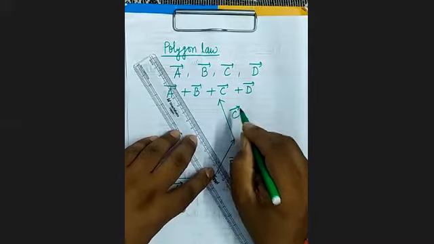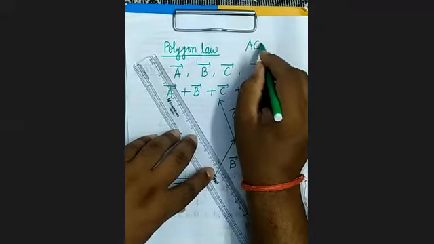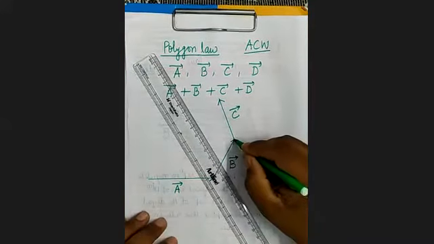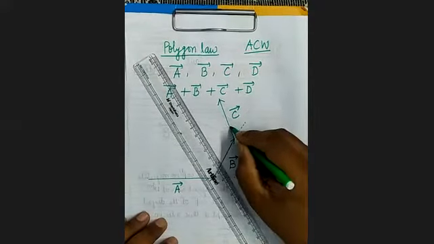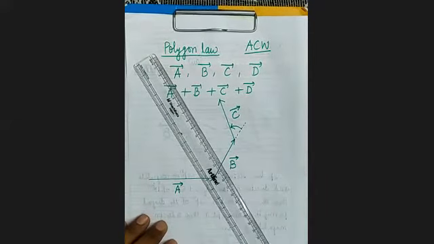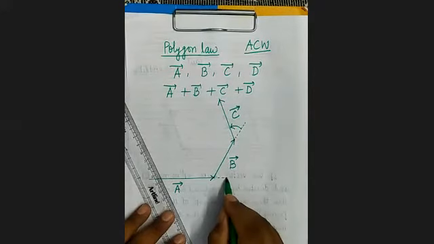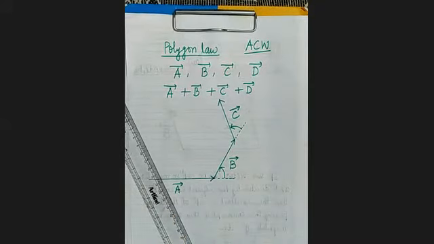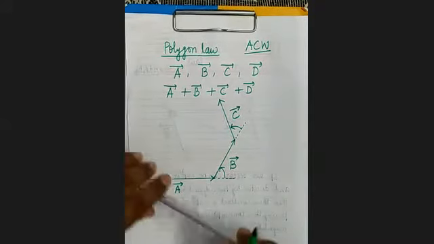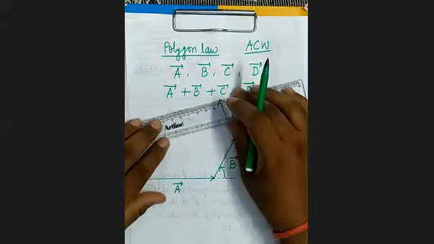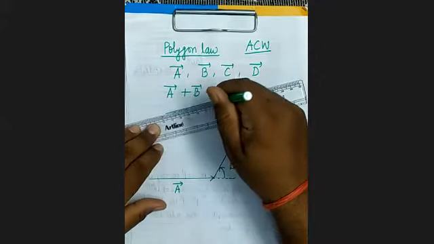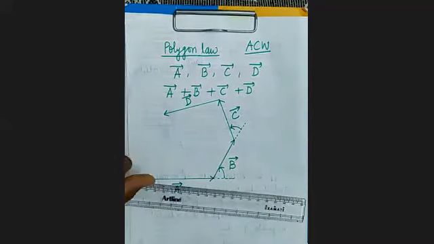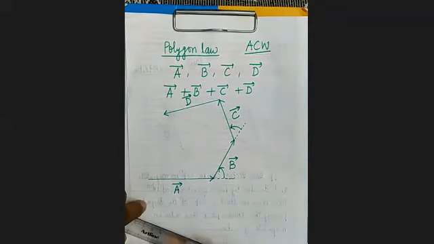It's clear. You will remember that angle will always be measured in the anti-clockwise direction. Means if you have to measure the angle here, you will measure this way. If you have to measure the angle here, then you will measure this way. It is clear. Now you draw vector D from the head of vector C. This is vector D.